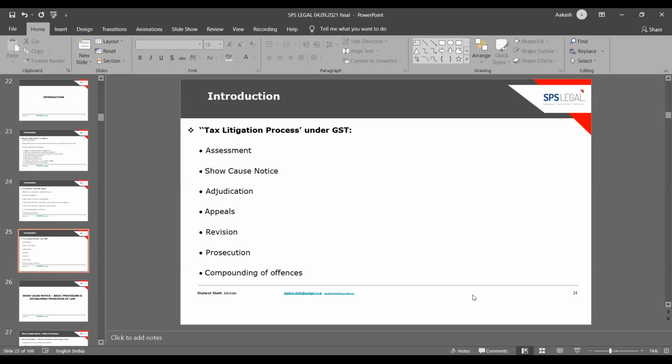Coming to, friends, the tax litigation process under GST. Generally, the stage-wise process will start with assessment, then if need be, show cause notice, adjudication, and appeals, which will have two layers. First appellate authority, which in income tax language, which many of you would readily understand, is the CIT Appeals. We would call it the Commissioner Appeals. Then the Appellate Tribunal, which as of now is not in existence, from there to the High Court, and then to the Supreme Court. On the sideline, there are revision powers vested in the authorities under Section 108.